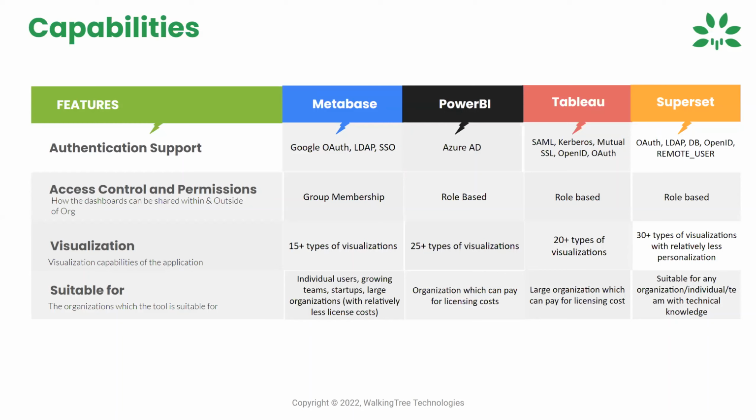And when we look at the organizations suitable for these different tools, Metabase is easy for individual users or a growing team that doesn't want to spend too much on licensing costs, if you want to take a Metabase license. In such a scenario, Metabase is a good option for visualization. It is easy to start with in all scenarios. Power BI and Tableau suit organizations that can bear a good licensing cost. And Superset is suitable for any individual or organization with technical knowledge, because it is completely free.